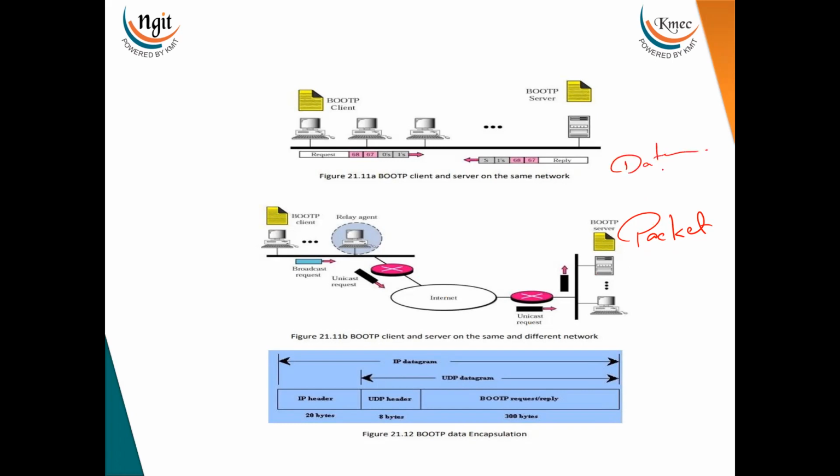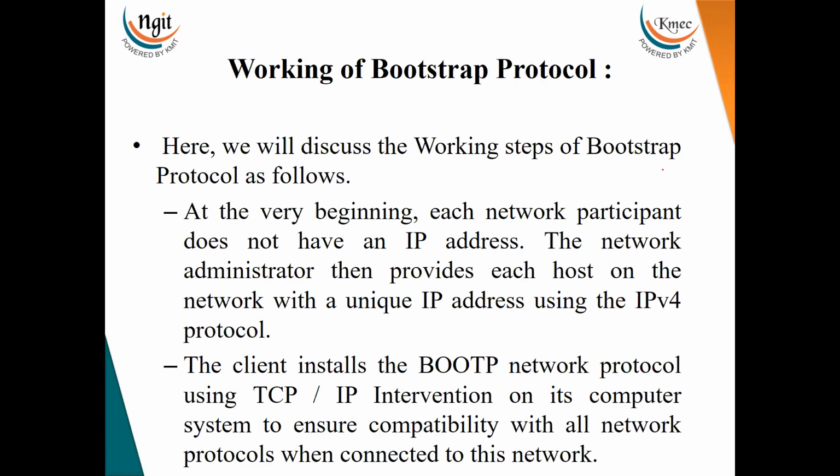Now, how does the bootstrap protocol work? At the beginning, each network participant does not have any IP address, because the network administrator provides the host on the network with a unique IP address. For our client system also, only if you connect to the network will we get an IP address; otherwise, we will not. The client installs the bootstrap protocol using TCP/IP on its computer system to ensure compatibility with all network protocols when connected to this network.